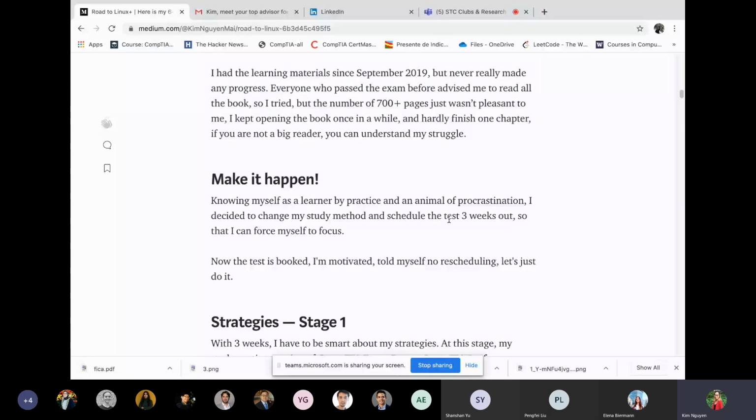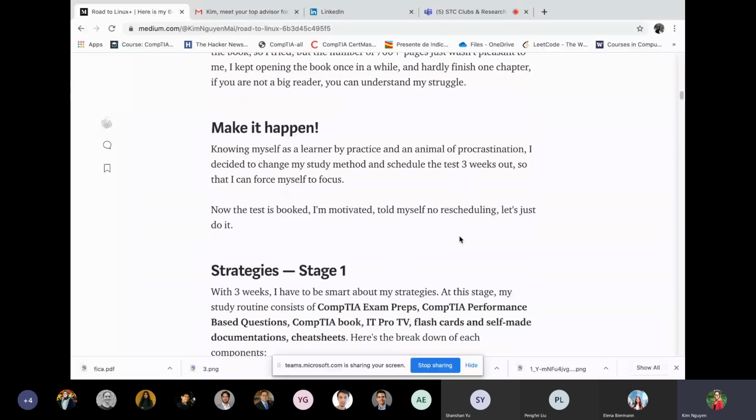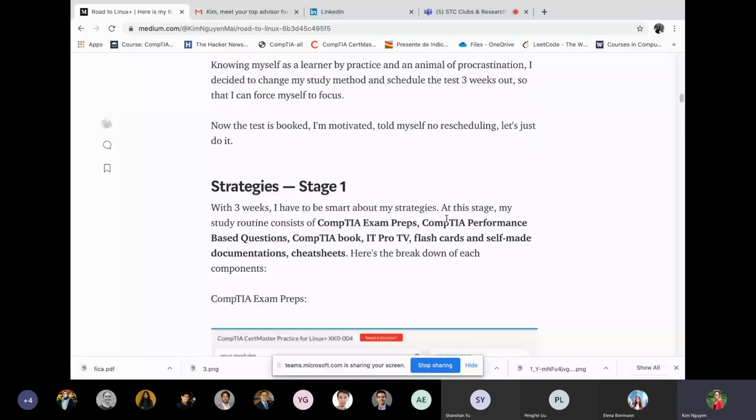So I booked the test. I gave myself 3 weeks. I booked the test 3 weeks out. So I told myself, okay, I'll have 3 weeks to make it happen, so I get more motivation to learn the learning material.